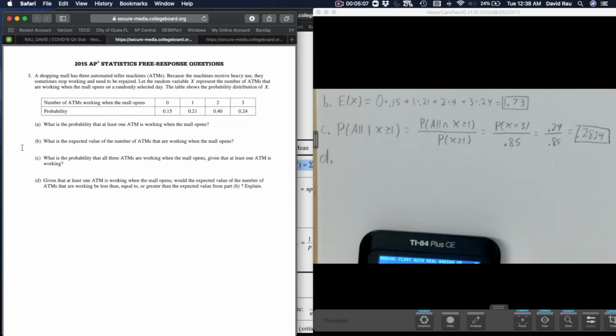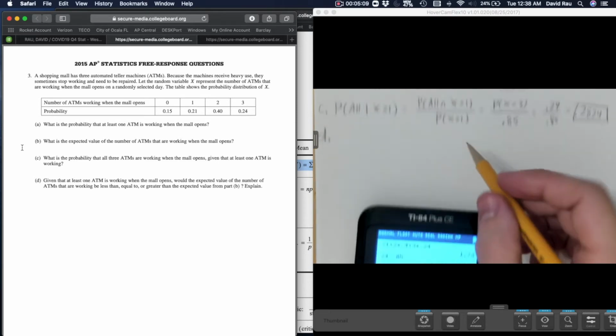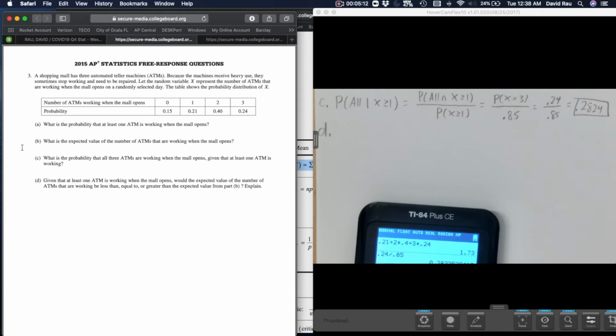Given at least one ATM is working when the mall opens, so again, that's this part again, would the expected value of the number of ATMs that are working be less than, equal to, or greater than the expected value from part B?